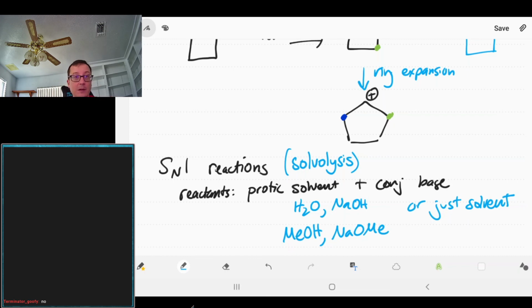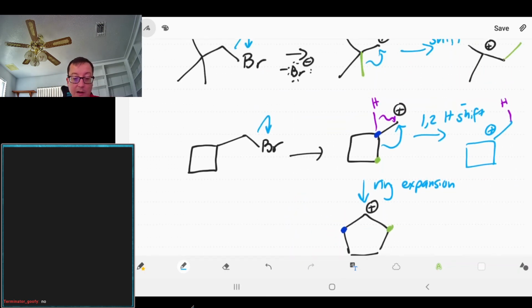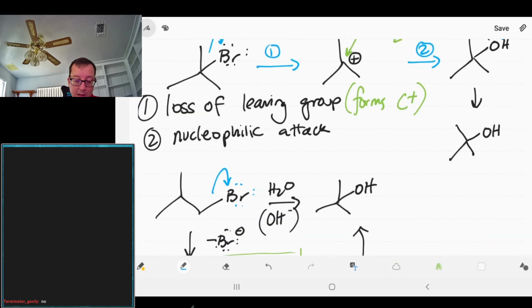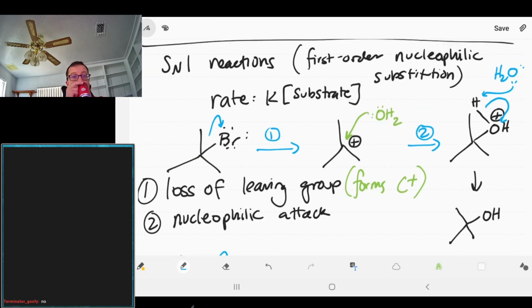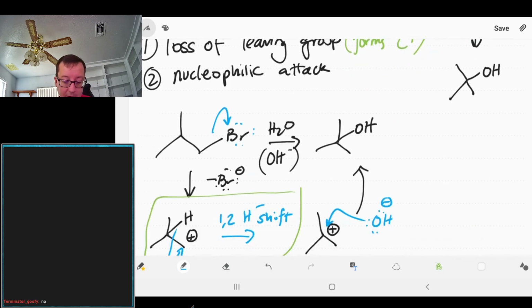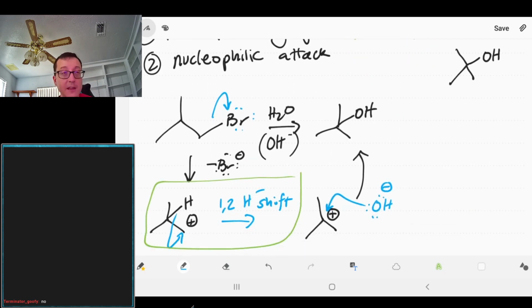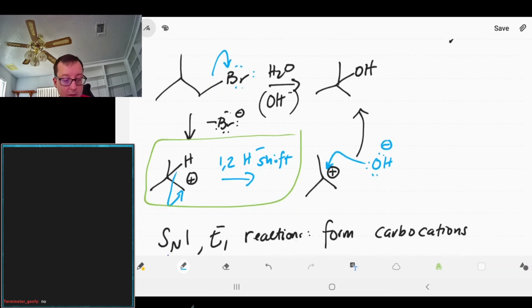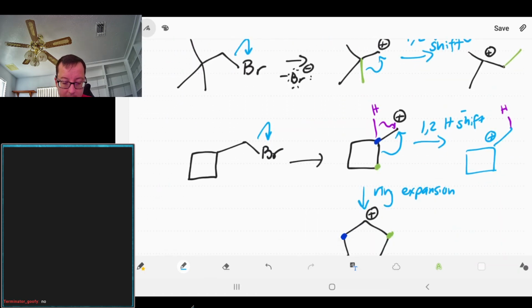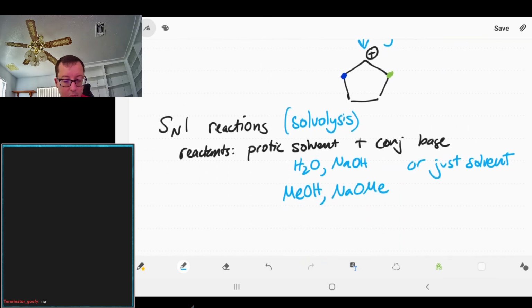All right, and typically that's also because we're going to use our solvent as our nucleophile. Like the first time I use water as my nucleophile. And then the second time I use hydroxide. But typically you'll have water there anyway. So that's what we're looking at here. So protic solvent and its conjugate base, or just solvent. These are the typical nucleophiles for SN1 reactions. Okay, because you really need that solvent to stabilize this.